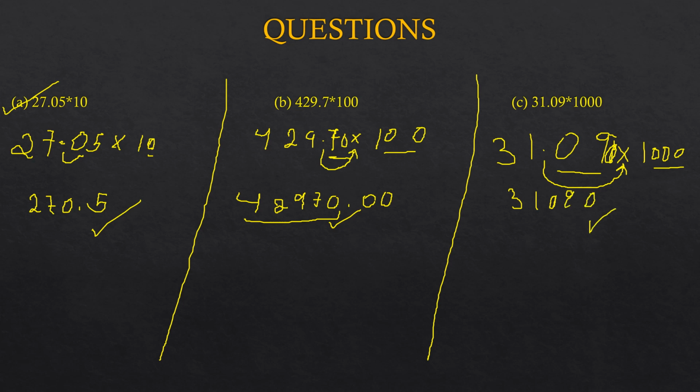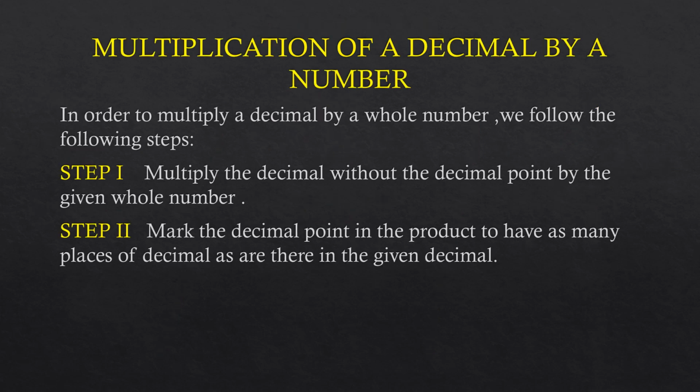So this is how we multiply any decimal by 1 followed by zeros. Any number of zeros can be there. So let's proceed now. Now the second case is multiplication of a decimal by a number. We are having one number that is a decimal number and the other number will be a whole number. So in order to multiply a decimal by a whole number, now we follow the following steps.